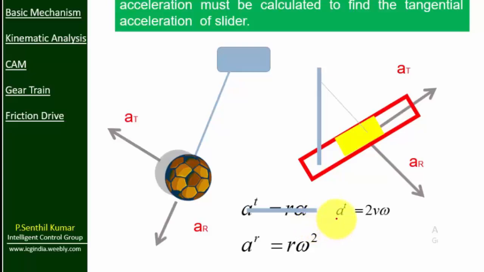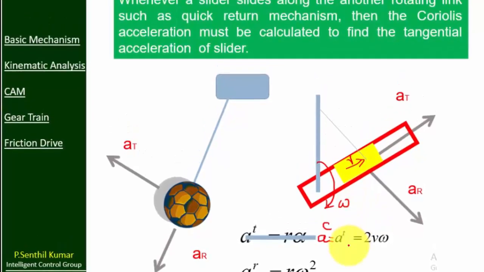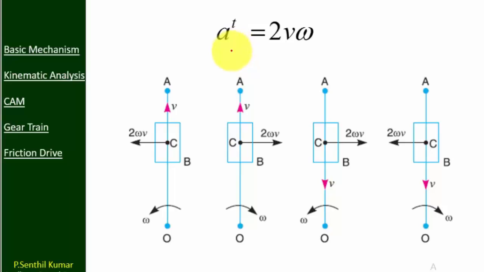So for that we are going to use A tangential equals 2 times V into omega. Here V represents the velocity of the slider, and omega represents the angular speed of the slotted bar. So A tangential of a quick return mechanism, we can consider as the Coriolis component. So the Coriolis component equals 2 times the velocity of the slider multiplied by the angular velocity of the slotted bar. So let us consider this example.